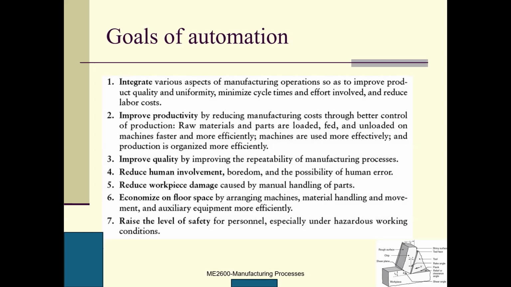And reduce labor costs. This is the first one. And the second one is to improve productivity by reducing manufacturing costs, because of the mass production and through better control of production, raw materials and parts are loaded and unloaded on the machine faster and more efficiently. You can see?